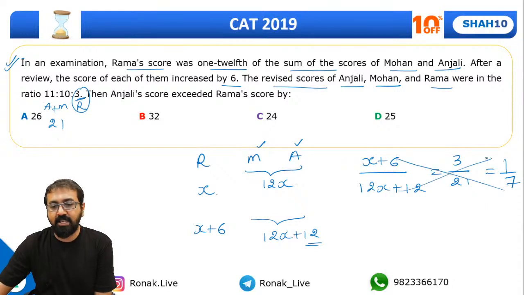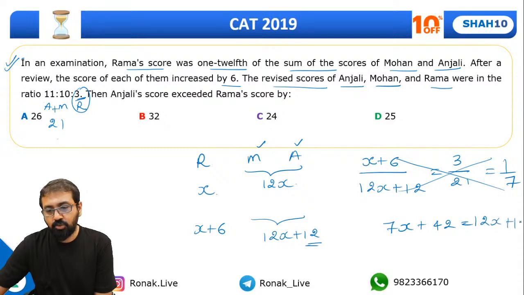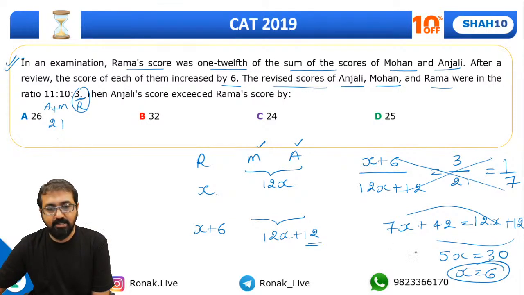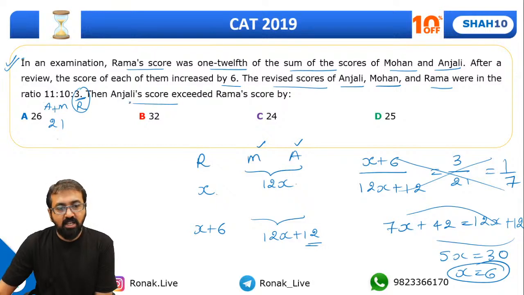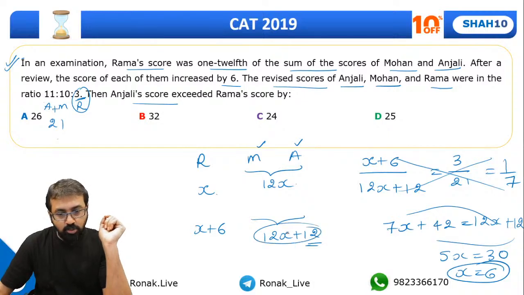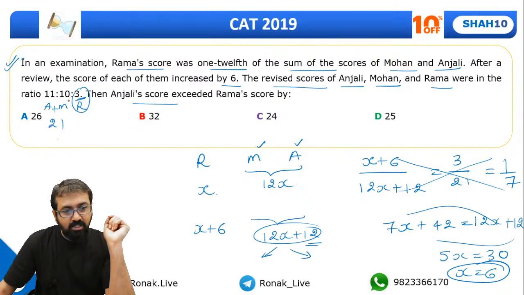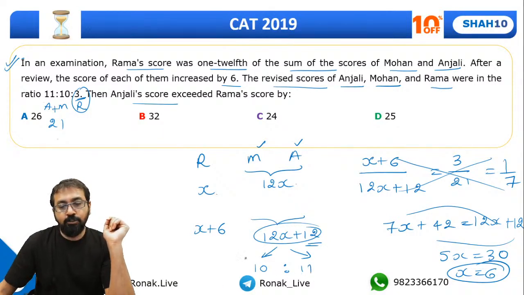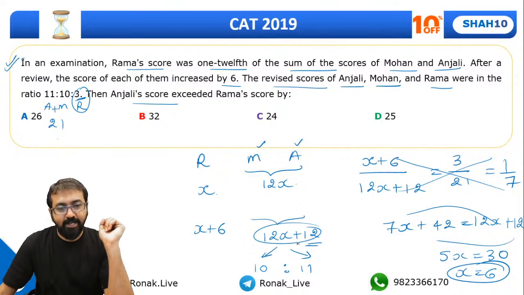Yes or no? So cross multiply them. You will get 7x plus 42 is equal to 12x plus 12. If we solve this, we get 5x equal to 30, so x comes out to be 6. Now Anjali's score exceeds Rama's score by how much? Of course, you will have to split this in the ratio 10:11. How will you split that? Only then we'll get Anjali's score.